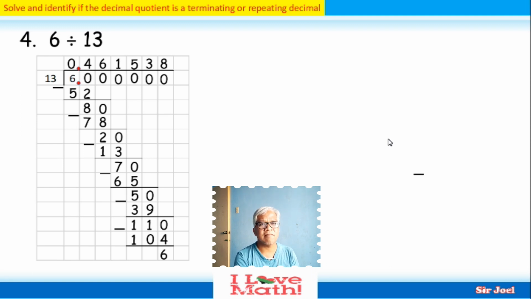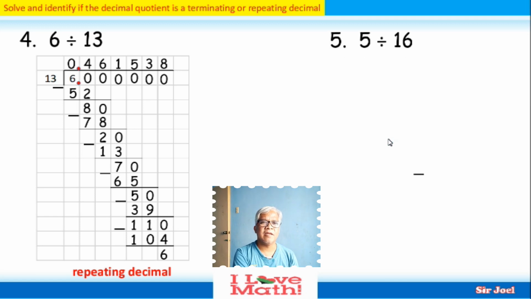Ibig sabihin, dahil bumalik ka sa 6 divided by 13, this is a repeating decimal. Kung saan, alin ang naulit? Yung 4, 6, 1, 5, 3, and 8. Okay?